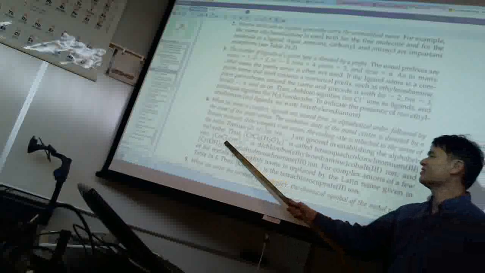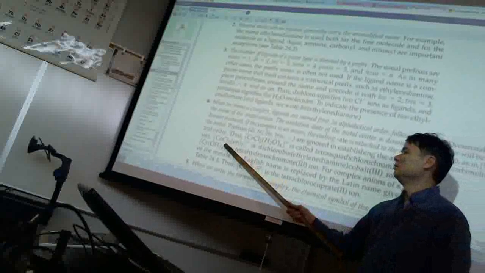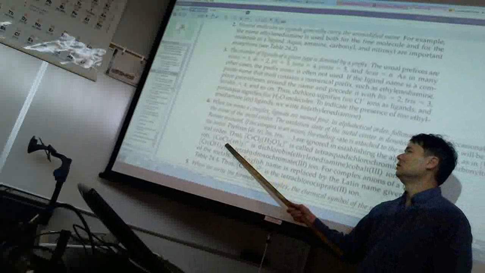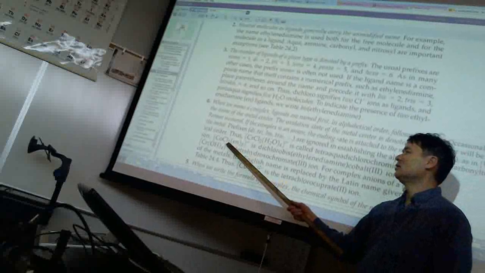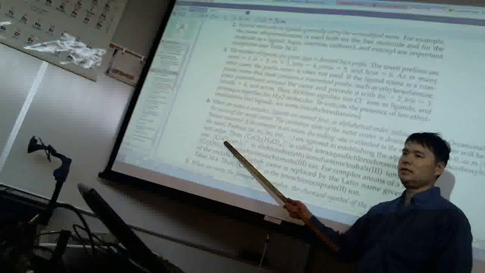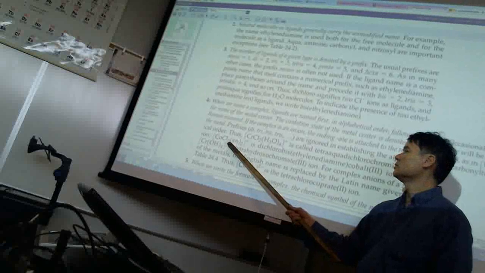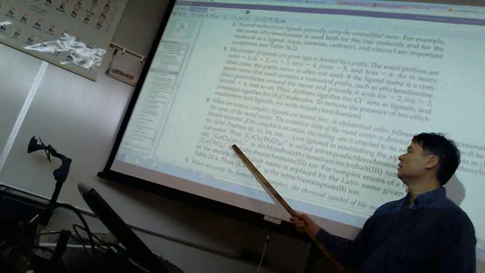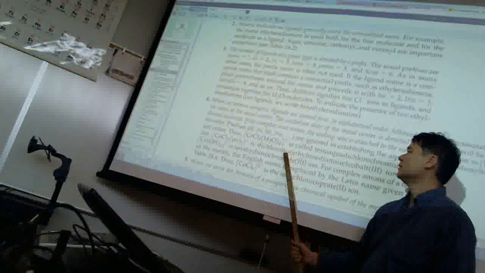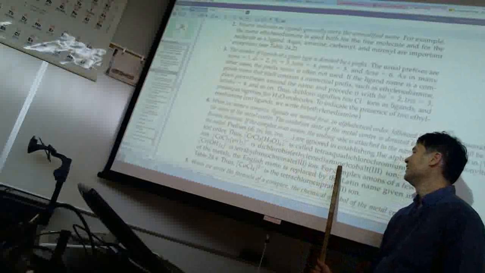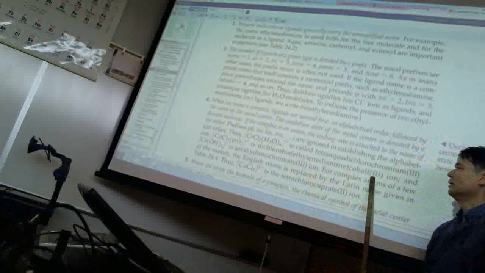How would we name this one? Well, dichloro would come first because C comes before E. And so this would be dichlorobis(ethylenediamine)cobalt 3 ion.